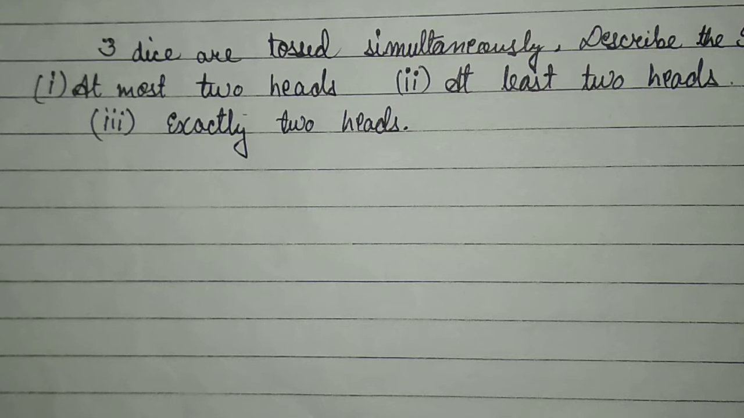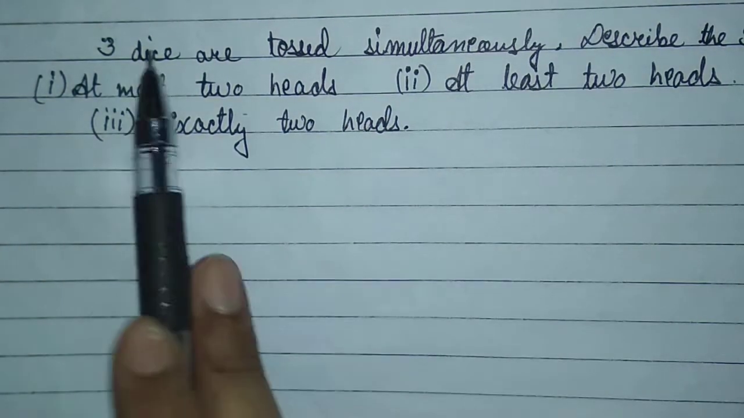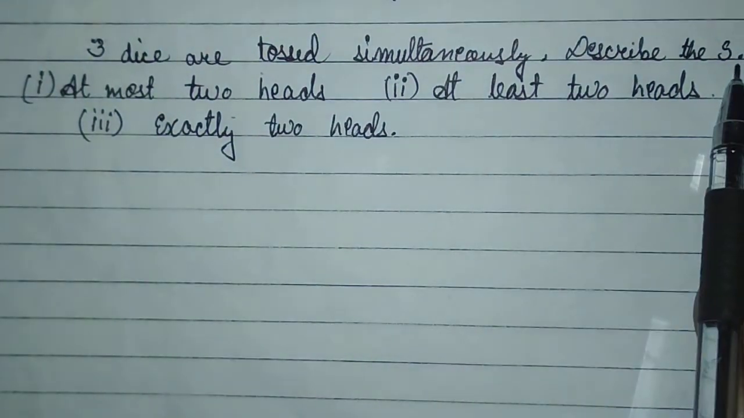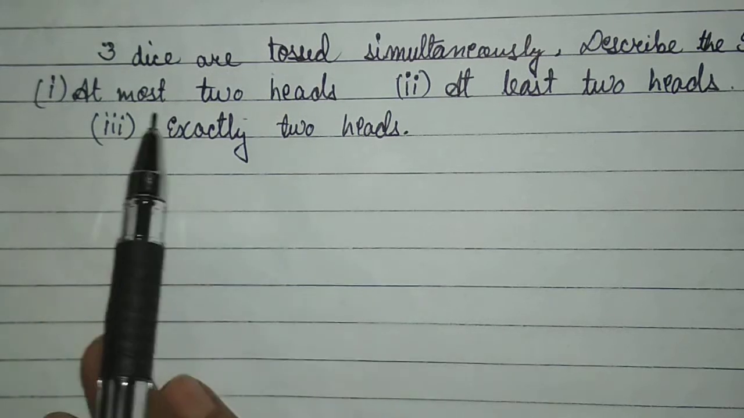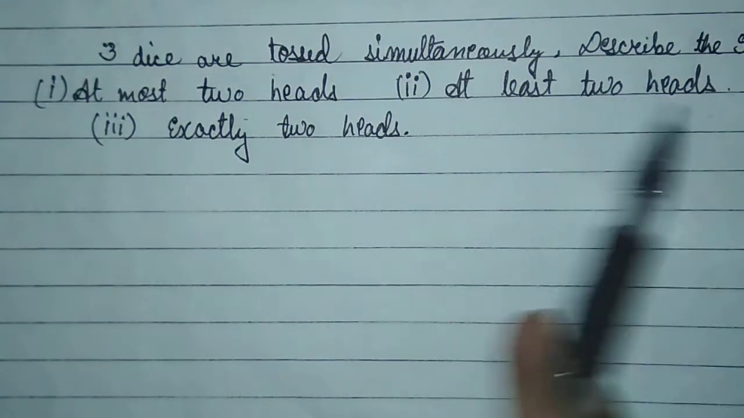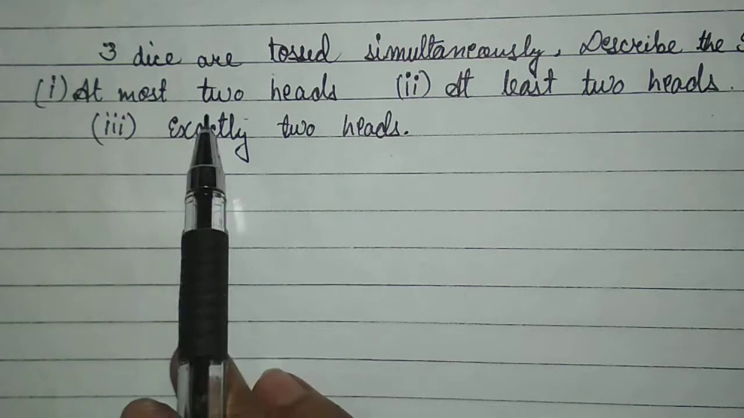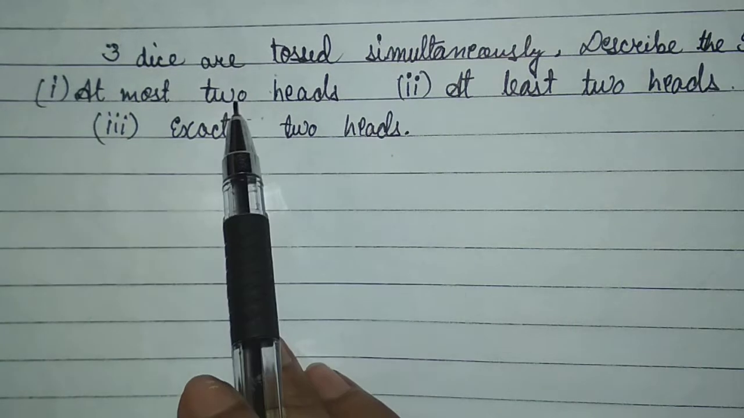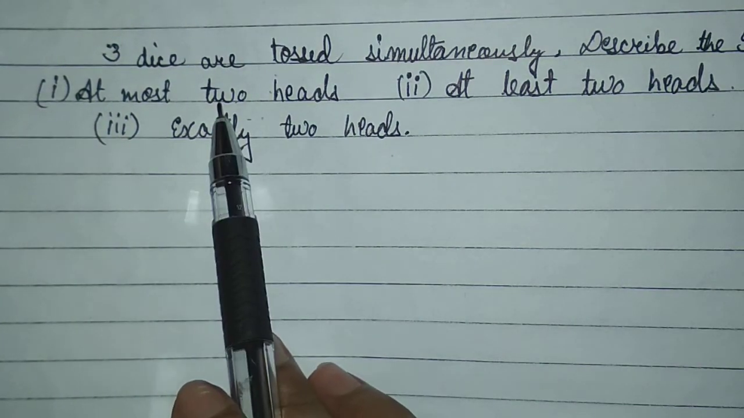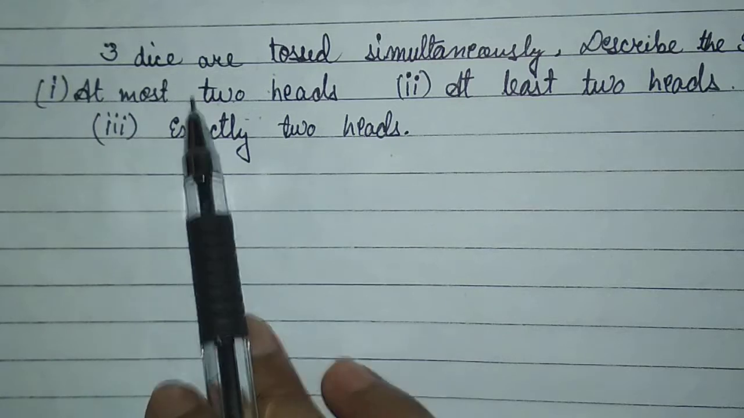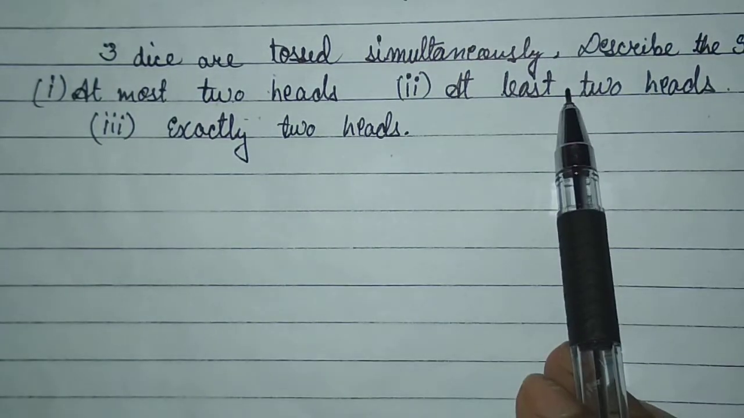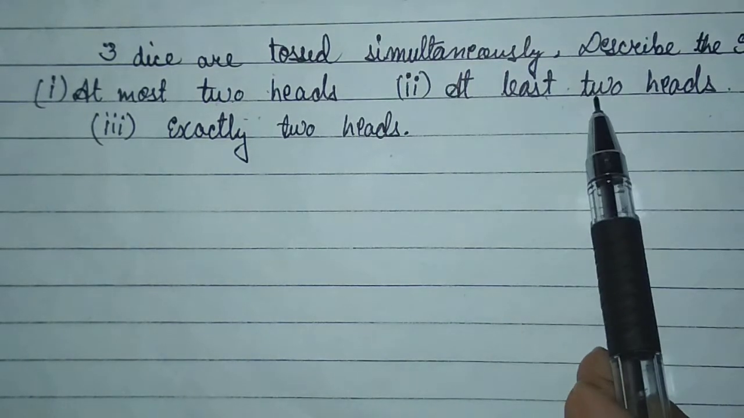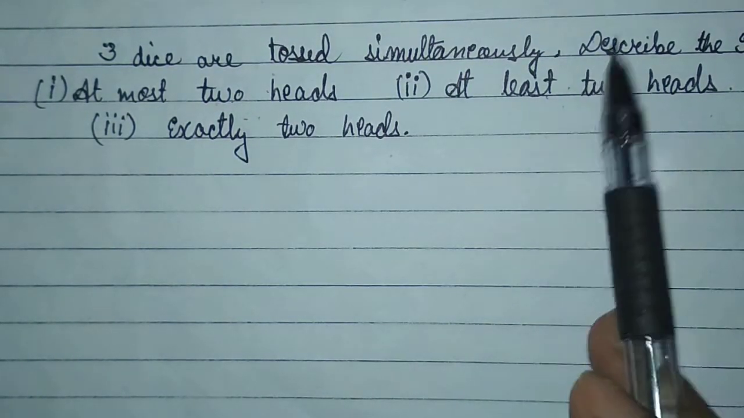Okay, so let's solve some questions. Three coins are tossed simultaneously. Describe the S. Find the probability of getting at most two heads, at least two heads, exactly two heads. At most two heads means if there are two heads, then also it's okay. If no head is there, then also it's okay. If less than two heads are there, then also it's okay. If it is written at least two heads, means there should be two heads or more than two heads, then only it will be considered.